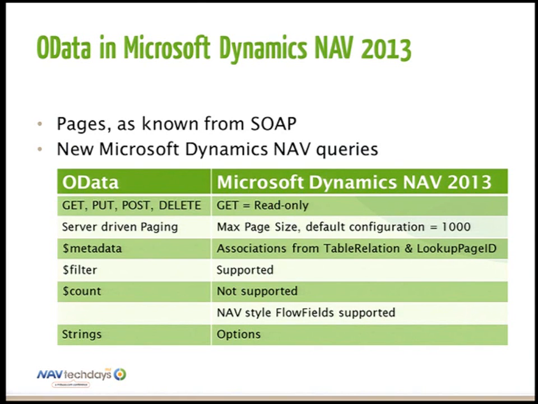There's also a standard metadata endpoint on OData, which you can use to get a description of what data are exposed, the types and the fields and relations between the different OData resources. There's also filter support for OData. Count is not supported, but you can use flow fields to get around that. You can expose queries as OData endpoints, as you saw, and you can also expose pages.